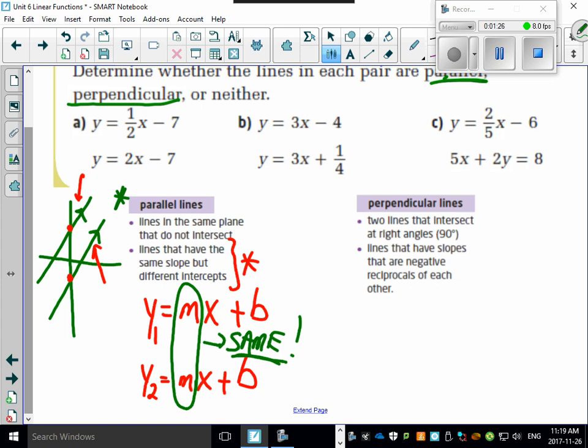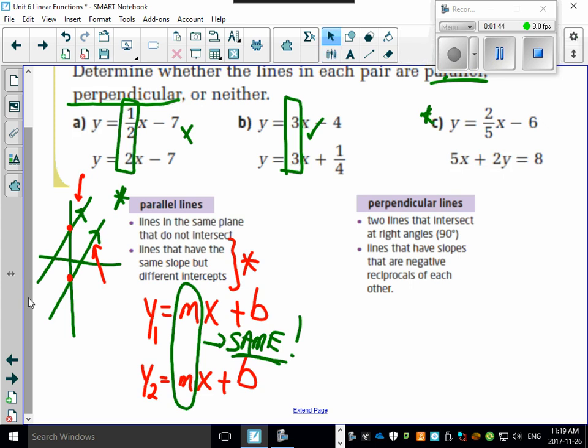So if you look back here, those two slopes on that equation are not the same. Guess what? They're not going to be parallel. Look at these slopes. These slopes are the same. Guess what? Those will be parallel. Now, we'll worry about this one after, okay?